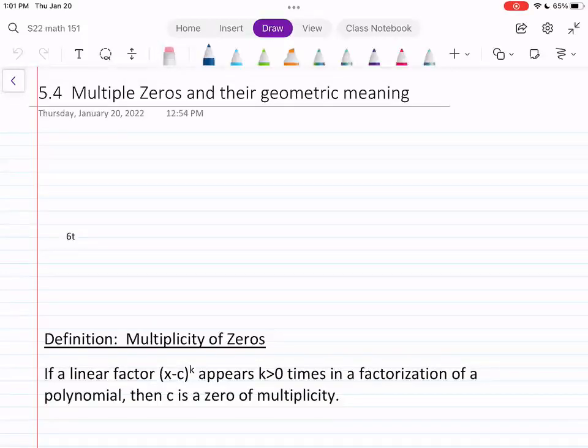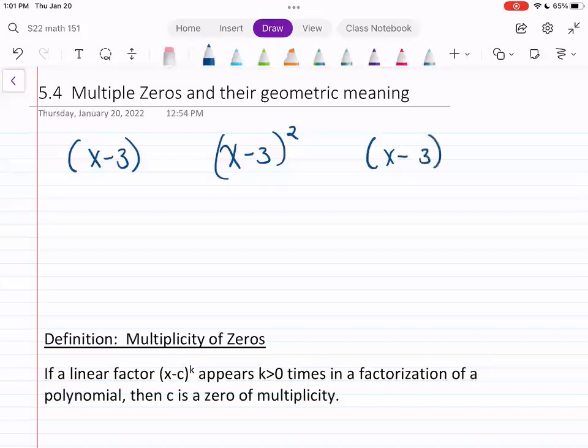Here we're going to be looking at the idea of multiple zeros and their geometric meaning. Sometimes we have the same factors, but very different functions. For example, the function x minus 3 has an intercept at 3. The function x minus 3 squared also has an intercept at 3, or a solution at 3. And the graph x minus 3 to the 15th power has a 0 at 3, but these are three very different graphs. They occur with zeros of multiplicity.